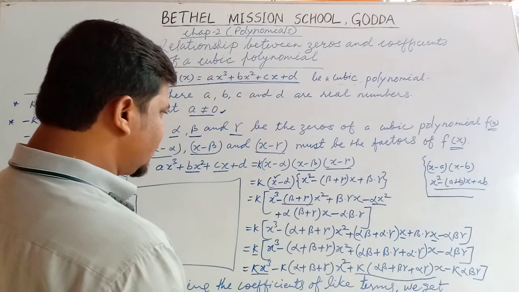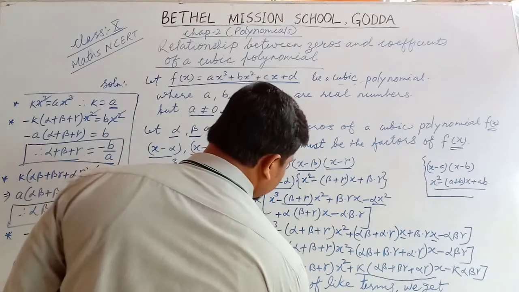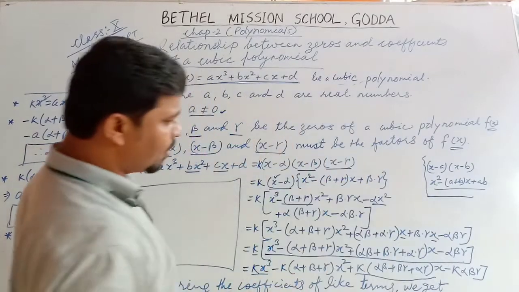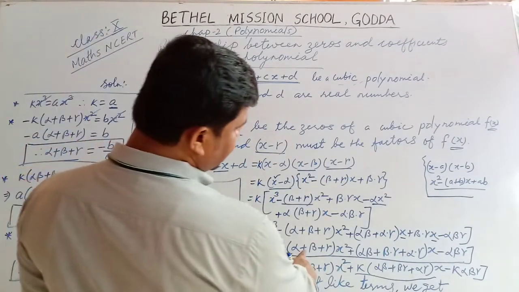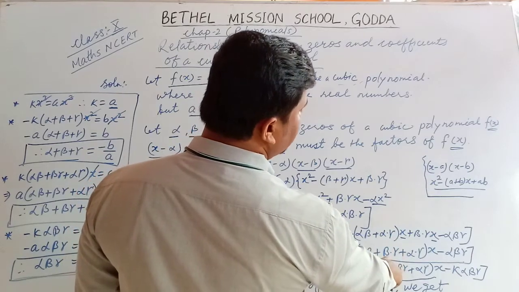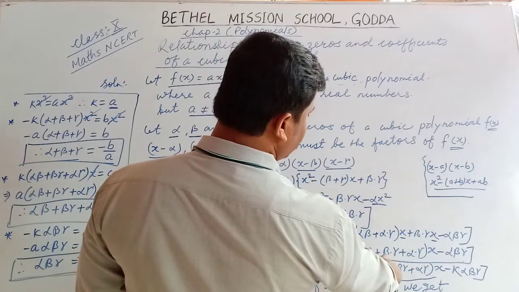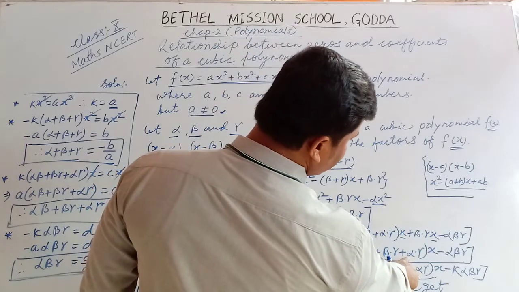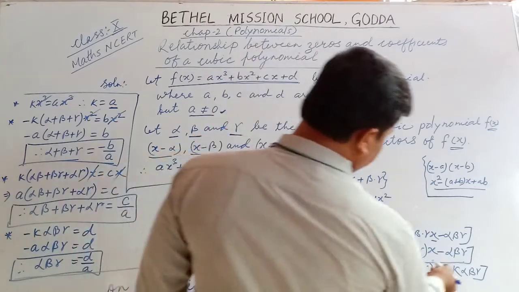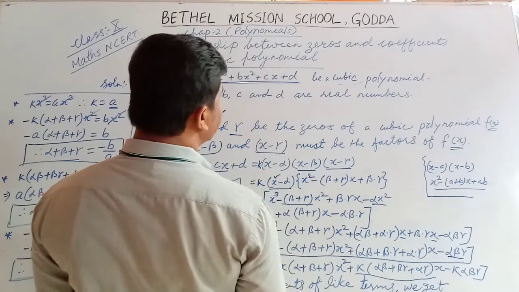Now what will be the formation of the cubic polynomial? So formation of cubic polynomial, you can see here, this is the formation of cubic polynomial. X cube minus sum of zeros into x square plus sum of product of any two zeros of a cubic polynomial into x, and minus alpha into beta into gamma, product of zeros. So this is the formation of cubic polynomial.